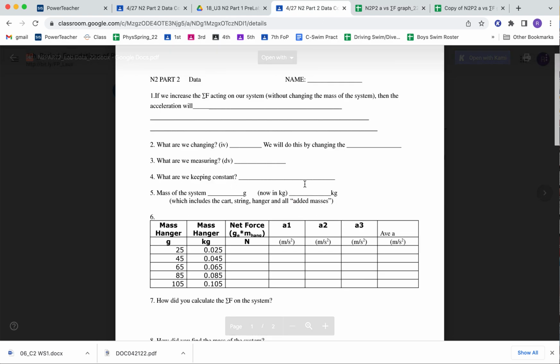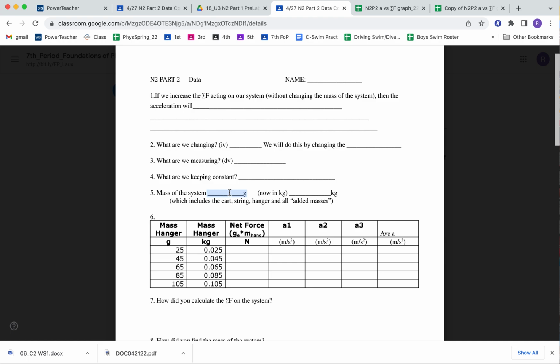What are we going to keep constant? The mass of the system is going to remain constant because all the masses we add to the hanger are originally going to be on the cart. So those masses will either be on the cart or the hanger the whole time, but if they're on the hanger, it'll increase the net force without changing the mass.